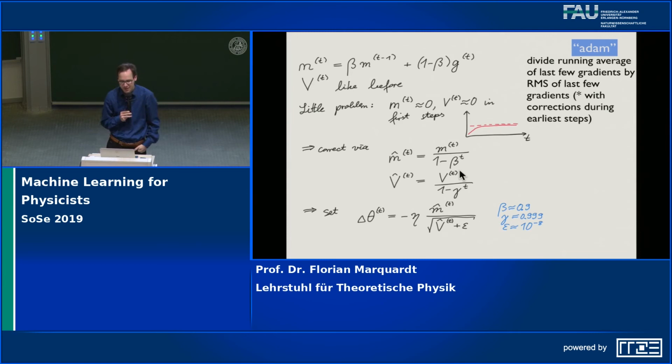And the funny thing is Adam is not very old. Adam is just, if I remember correctly, from 2014. Yeah. So this is one of the amazing things about this field. Something as simple as Adam is only a few years old, as simple and basic and useful. This is similar to, I don't know, the early days of quantum mechanics when something like the Fermi golden rule was only a few years old.